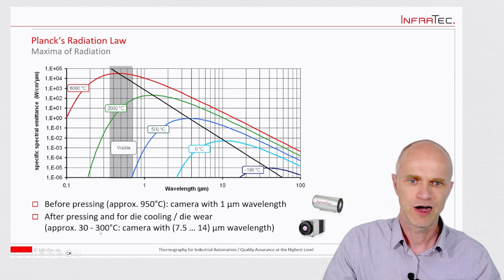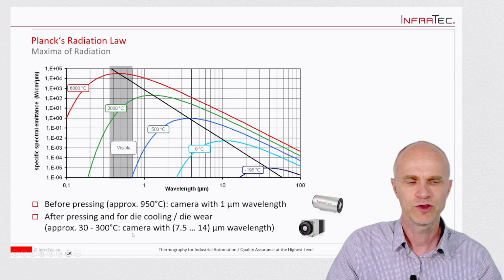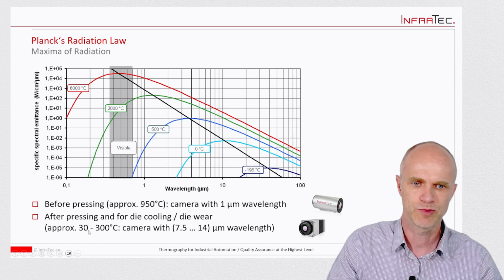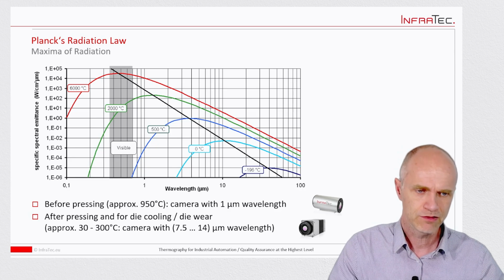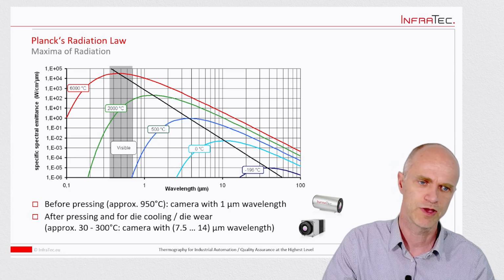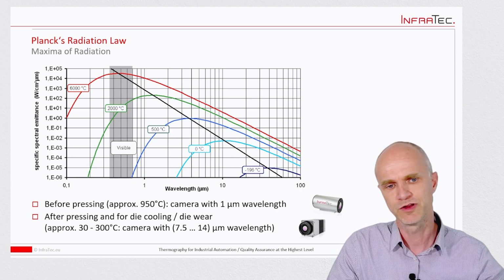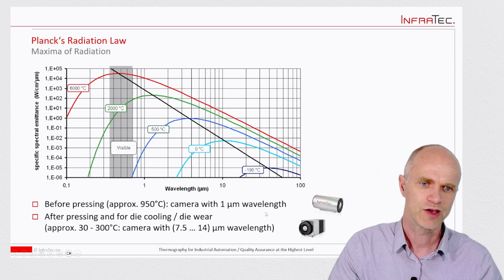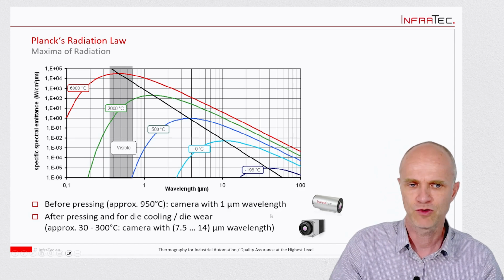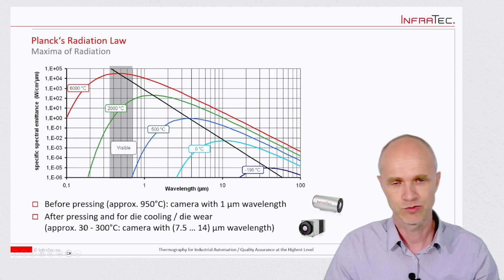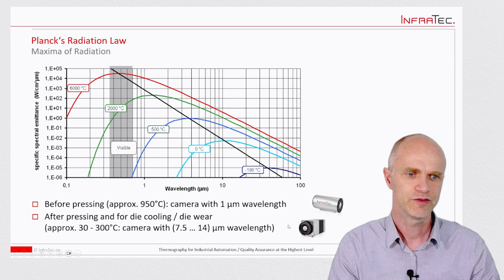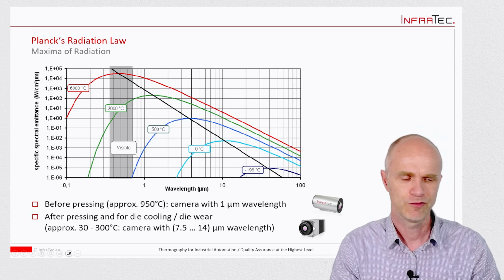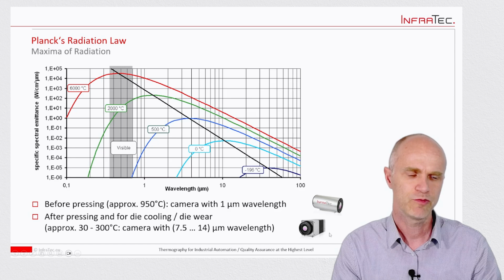Besides this, after pressing, you want to detect the sheets at about 200 to 300 degrees Celsius. An additional measurement is also made after pressing on the tool side, which can check, for example, if there's tool wear. The measurement range for this camera is between 30 and 300 degrees Celsius. So for this we are using our long wave VarioCam camera with a very high resolution.